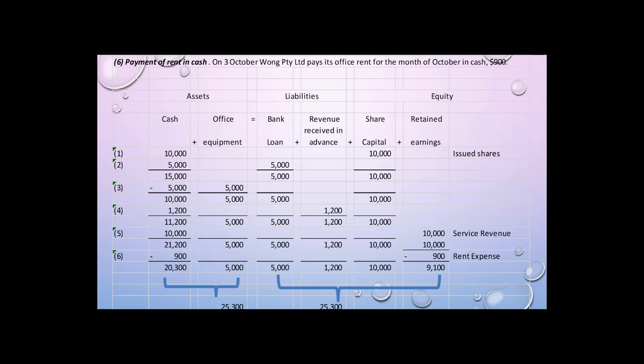Share capital remains the same. Now, under retained earnings, as I mentioned a while ago, we will use this for now to record any revenue and expenses that we have. So here we have rent expense 9,000, sorry, $900. So the retained earnings now is 9,100. Okay, so asset side total 25,300, liabilities and equity 25,300. Just be mindful about those signs, if it is positive or negative. It might affect the total.